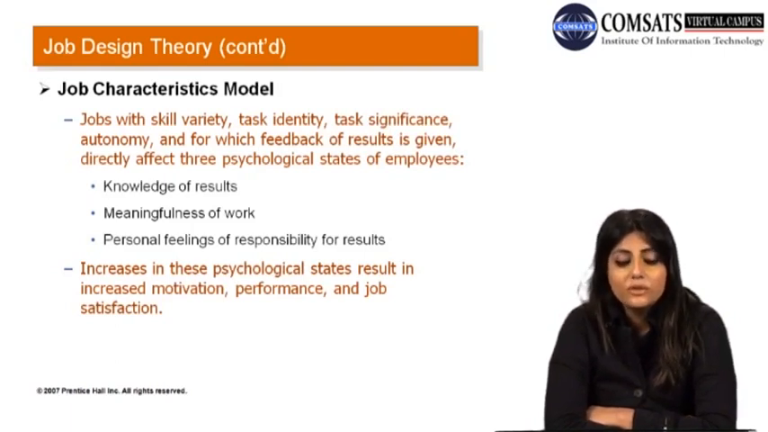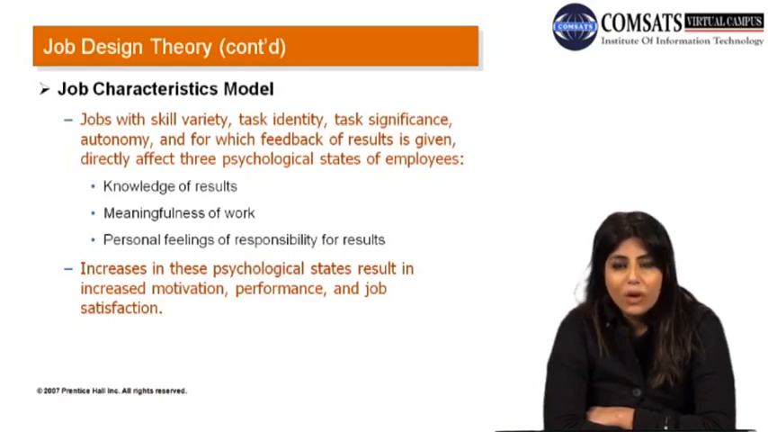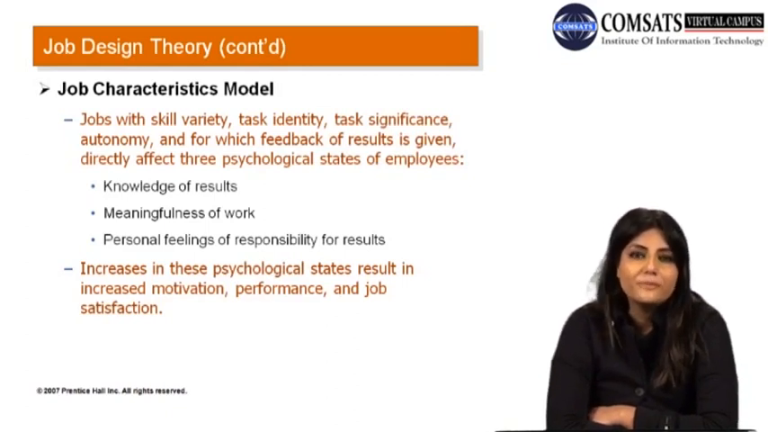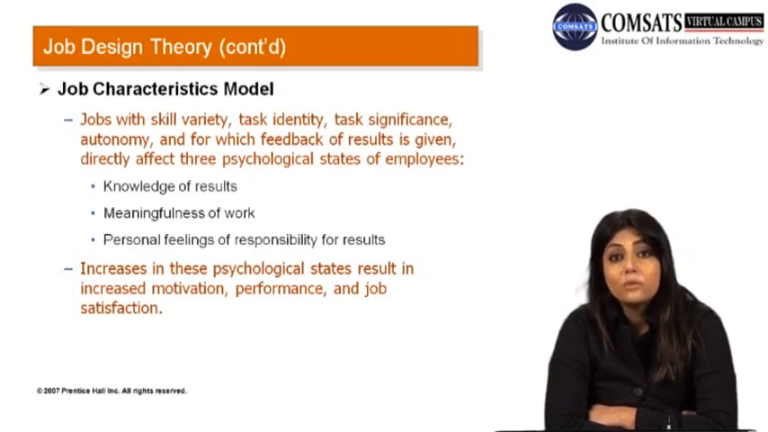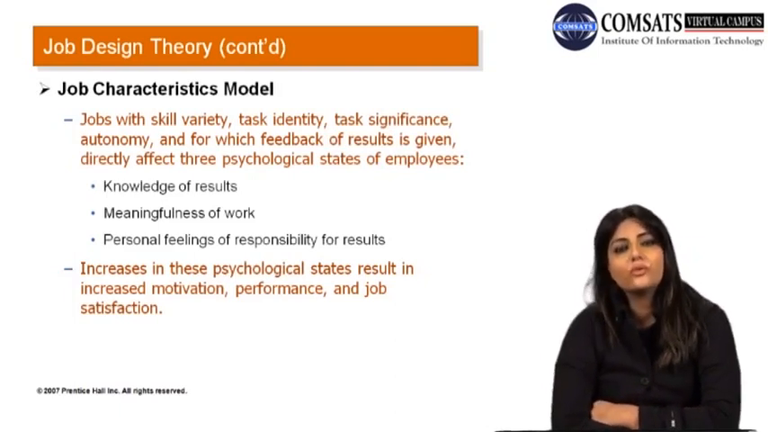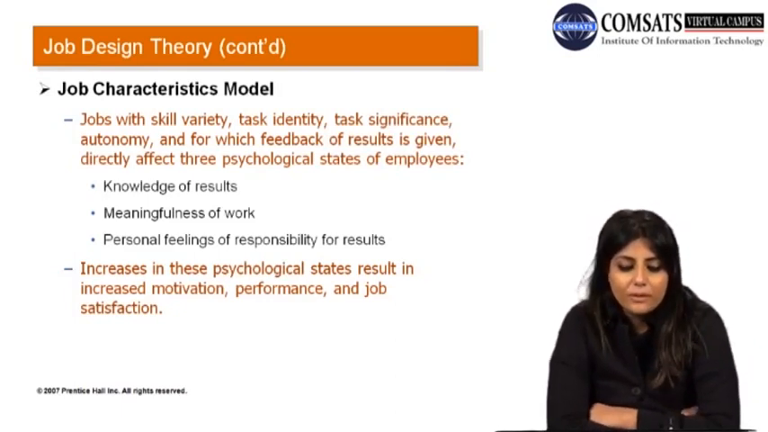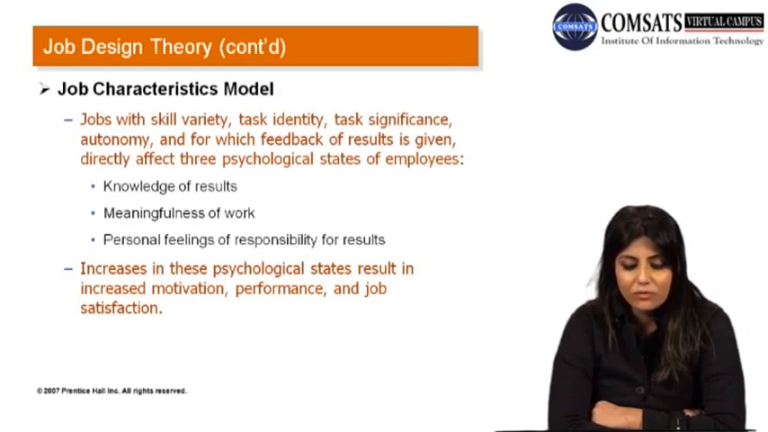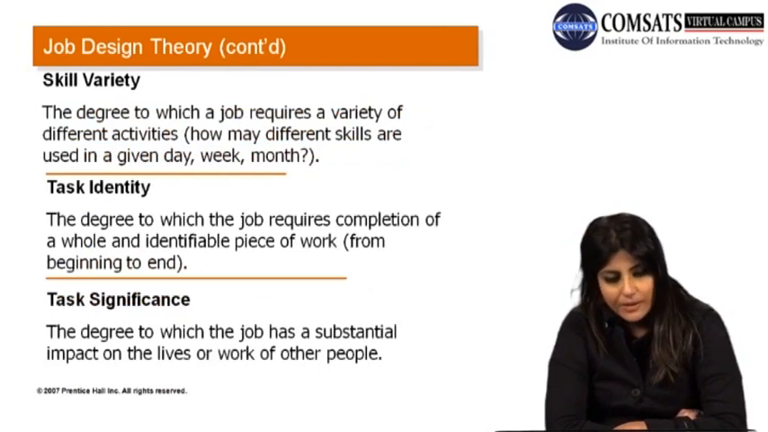It basically says that jobs which are high in all these 5 characteristics result in better 3 psychological states of employees. Knowledge of results: they are given appropriate feedback. They have the knowledge of what they have done and how they can correct it. Meaningfulness of work: it gives more meaning to their work, and it gives more personal feelings of responsibility for results. You feel accountable for results because you have some sense of autonomy, and you have some sense of variety in your task. Then it increases all these 3 psychological states, which result in increased motivation, performance, and job satisfaction.